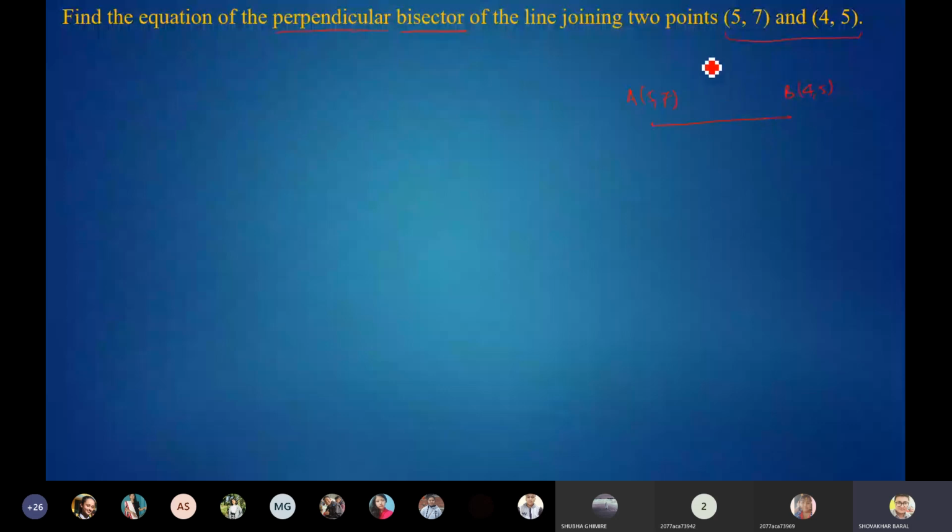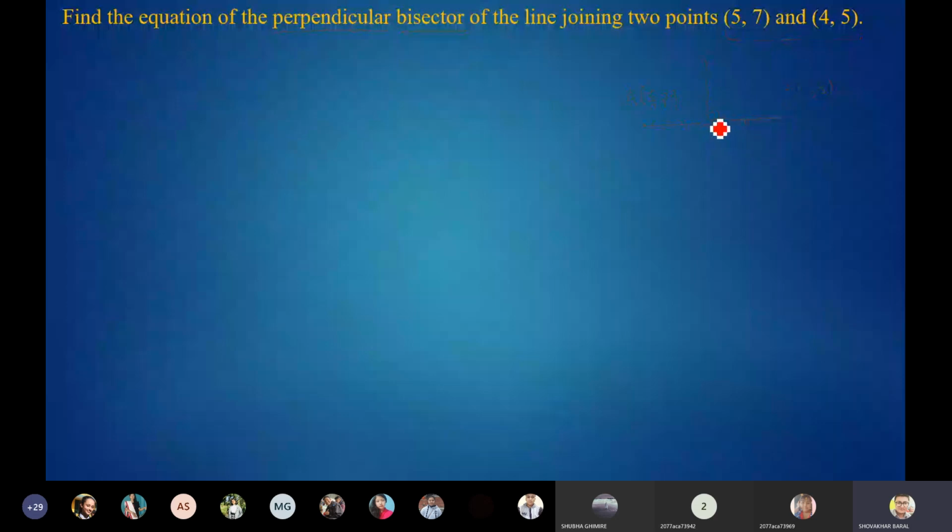We need to find the equation of such a line that is perpendicular to the given line and bisects it. It must be perpendicular to this line, and it must bisect it too. It means that the new line must pass through the midpoint of the given line. That is, it must make an angle of 90 degrees with the given line, and it must pass through the midpoint of the given line.